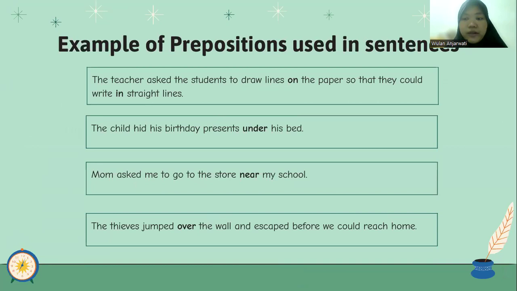And this is the example, like the teacher asked the student to draw lines on the paper so that they could write in a straight line. And the child hid his birthday present under his bed. Mom asked me to go to the store near my school. The thieves jumped over the wall and escaped before we could reach home. Okay, so these are examples of prepositions.